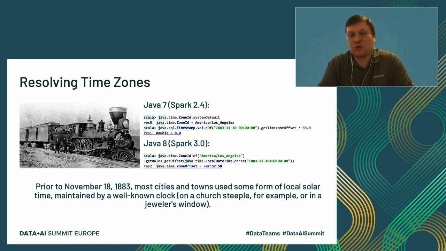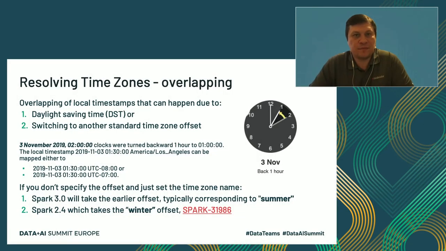So by switching to the new calendar and the new Java 8 API, Spark 3.0 becomes more precise. Also, problems can happen when you switch your time back, for example from winter time to summer time, or from summer time to winter time. There is also a difference because Spark 3.0 takes summer time in the case of overlapping, while Spark 2.4 takes winter time. If you want to avoid these problems, you can set the time zone as an offset.